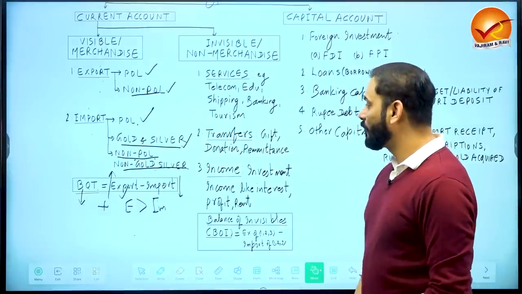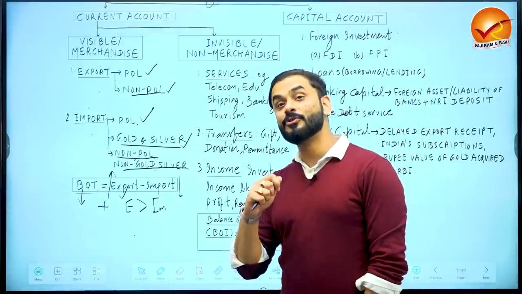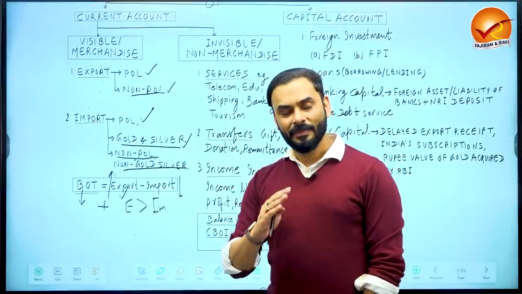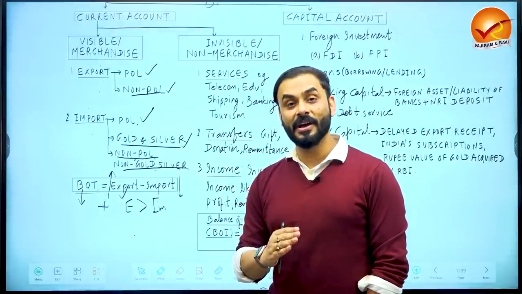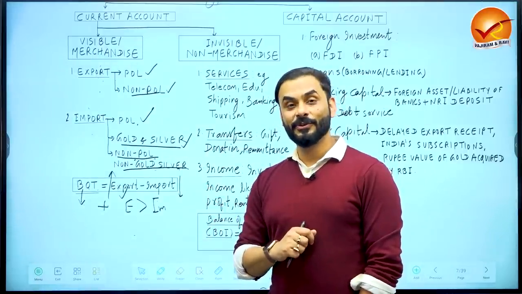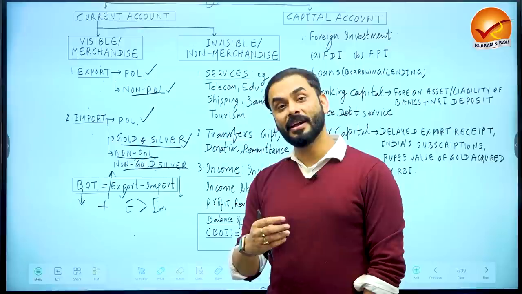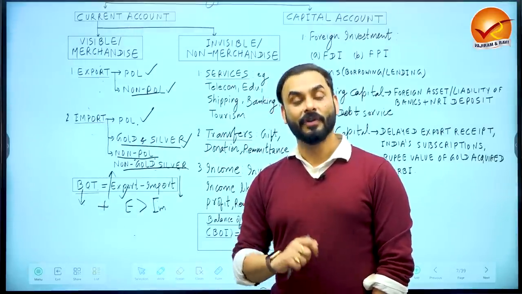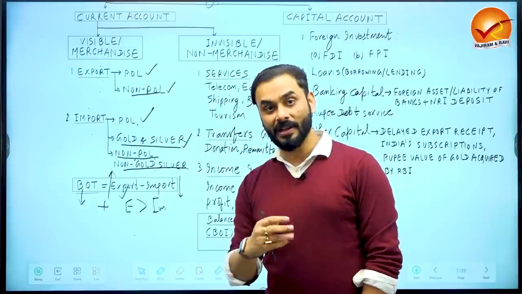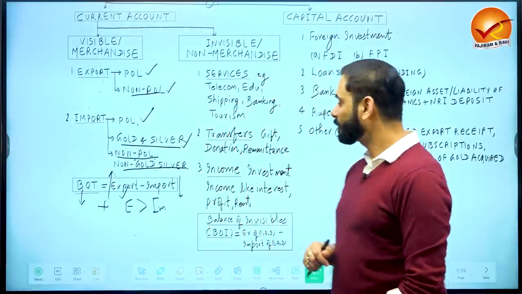Similarly, you have this category called transfers: gift, donation, remittance. So when Indians go to other countries, what do we receive? Remittance. And let me tell you, India is one country which receives the highest amount of remittance since so many years. I think since around 2008, the money that we are getting in the form of remittance is the highest in the world. What is remittance? When Indians go outside to work, they send money to India. That is remittance. Transfer of their wages, salaries, and income to India.